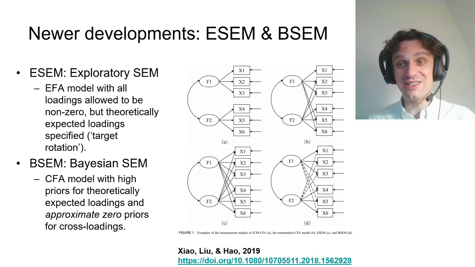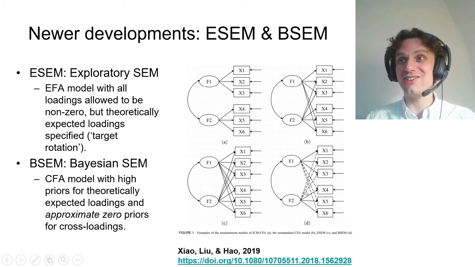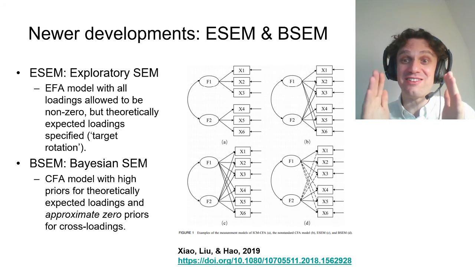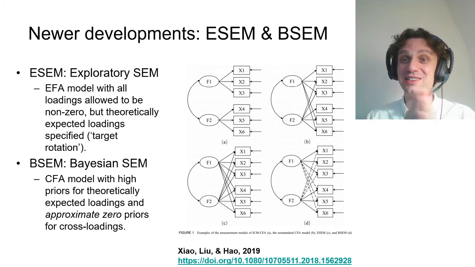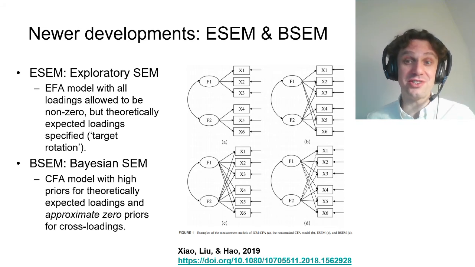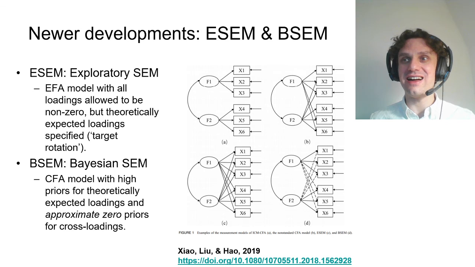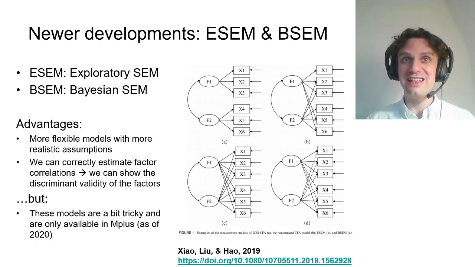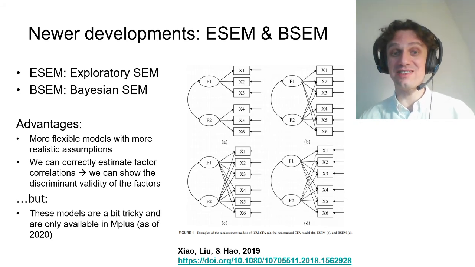And for all the other loadings, on these dashed lines, you say, okay, I expect these loadings on other factors to be on average 0, but with a prior with some standard deviation. So I give the algorithm some wiggle room around this 0. And as a result, they can sometimes occasionally even be statistically significant. But this model is much, much more flexible, and it can be more realistic in terms of what it assumes about our data. Also, it correctly estimates correlations between the factors, which helps us to show discriminant validity.